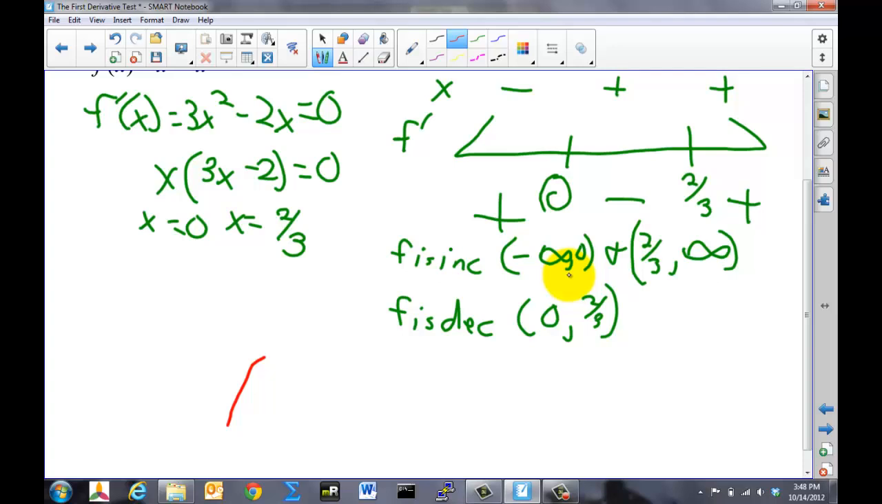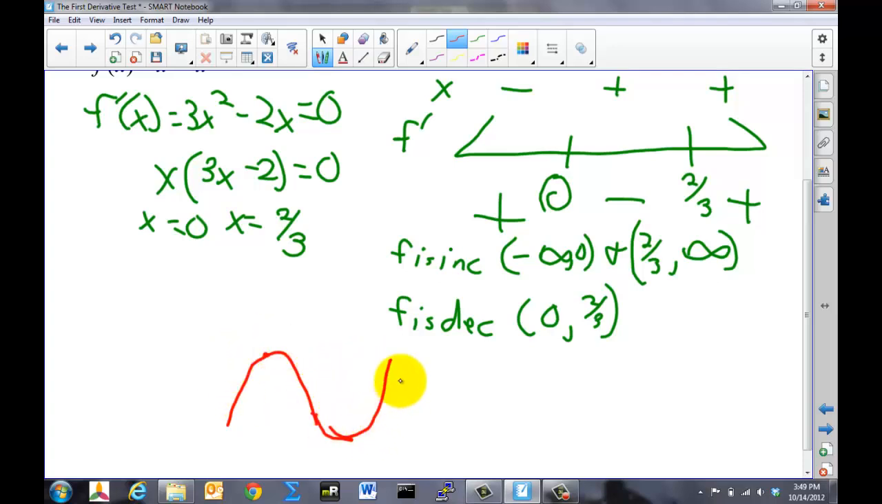And then what's happening at 0? Well, the derivative is 0, right? So that means that it's getting to a point. And what's happening from 0 to 2/3? The function is decreasing. So we know that the function looks something like this around 0. The function's increasing, then it's 0, then it's decreasing. And what happens at 2/3? We know that the function's decreasing to the left of it, and then when we get to 2/3, it goes back and it starts increasing.